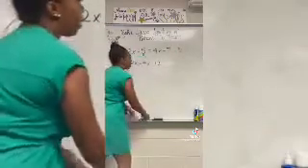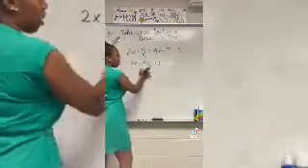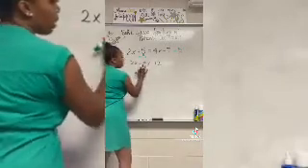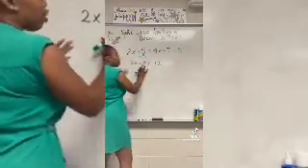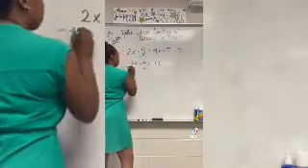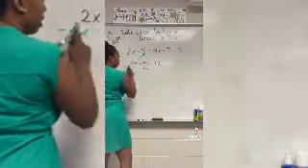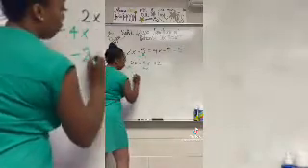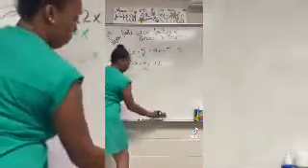And then the next thing I want to do is move my 4x to the left-hand side of the equal sign. In order to do that, since there is no sign, it's assumed to be positive, so I'm going to subtract 4x from both sides. So 2x minus 4x is going to give me negative 2x. I write it in black, so you can keep up.